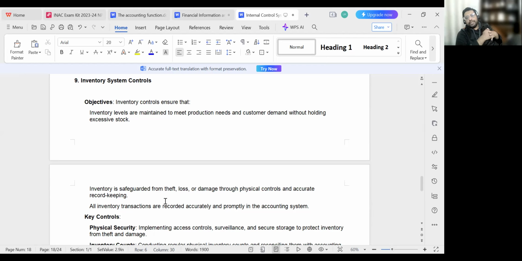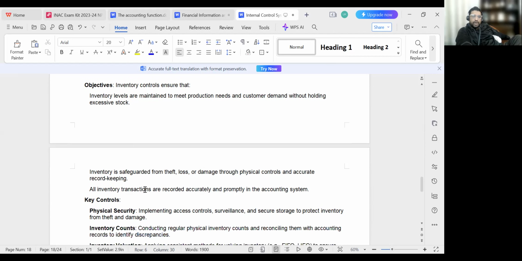So you want to make sure that there is no theft, and the inventory figures are not inflated or deflated, right? They are accurate numbers and inventory is not damaged or something. So you want to make sure of that. Let's see what the objectives of inventory control systems are. Inventory levels are maintained to meet production needs and customer demand without holding excessive stock. You don't want to hold excessive stock. Okay. Inventory is safeguarded from theft, loss, or damage.